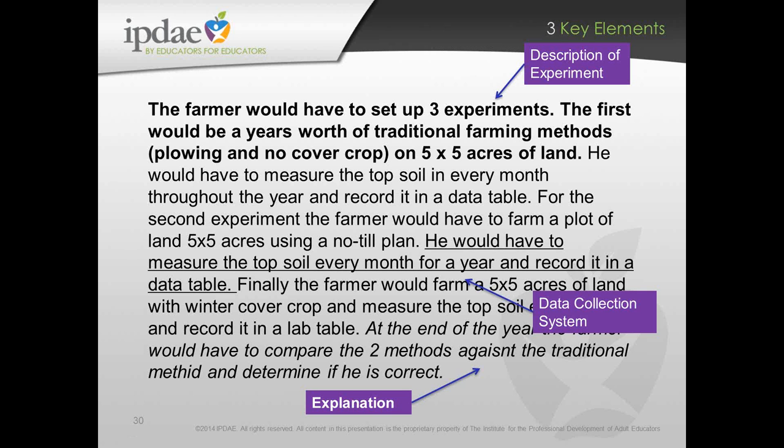But this would be an example of a short answer that would get all 3 points because the student has described the experiment clearly, has provided a clear data collection system, and has given an explanation of how he or she would determine whether the hypothesis was clear or not. So that's what GEDTS is looking for in experimental design. And it's something that each of us can replicate in the classroom dependent upon what type of an experiment we do. Again, it's not about length. It is definitely about completeness.